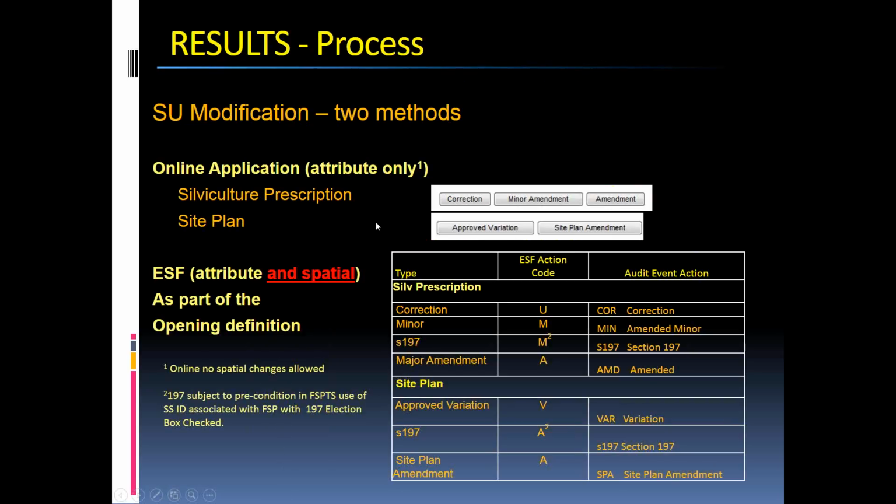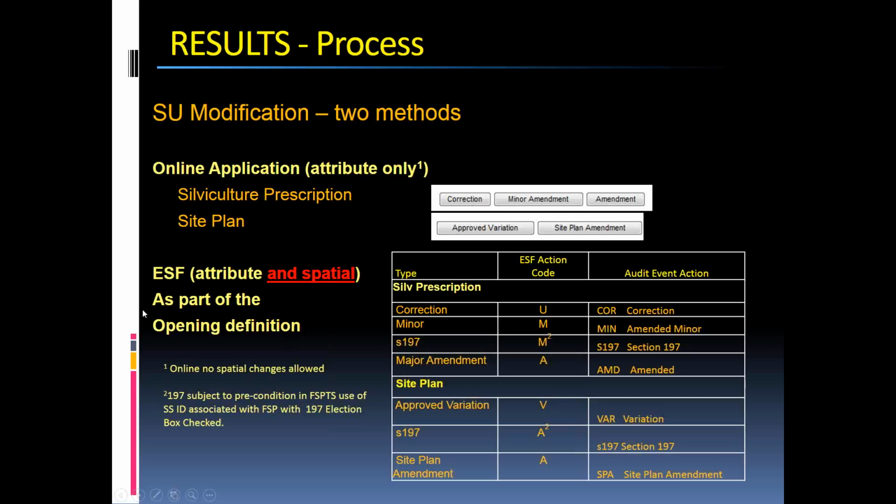If we have a site plan, the way RESULTS looks at that, it defines it as the existence of a standards regime ID. If it sees that unique identifier that represents the stocking standards, it will then only make available to you the options of doing an approved variation or a site plan amendment. So the buttons will appear based on the type of document it sees that standards unit as.